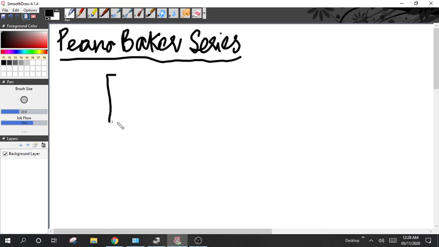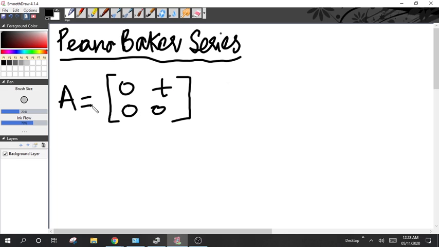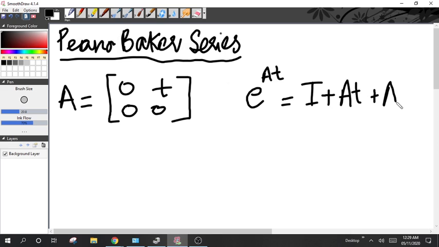And the time-variant system is one where our matrix A depends upon some variable t. So let's say we have A equals this. I will explain the Peano-Baker series with the help of this example. So in the Peano-Baker series, normally our transition matrix e^(At) equals I plus At, the series, plus A squared t squared divided by 2 factorial, and this goes on. So this is for the time-invariant system, but now we are dealing with the time-variant system.